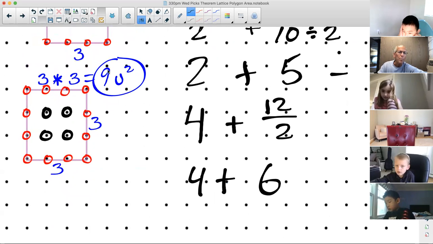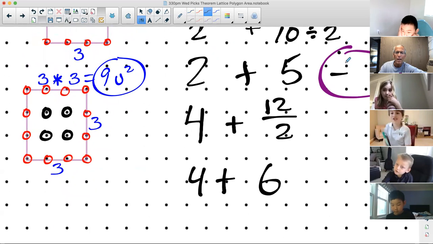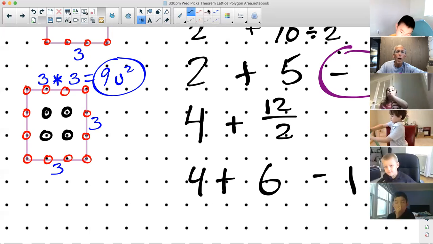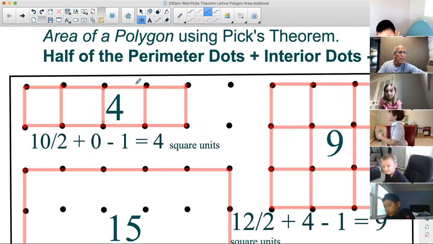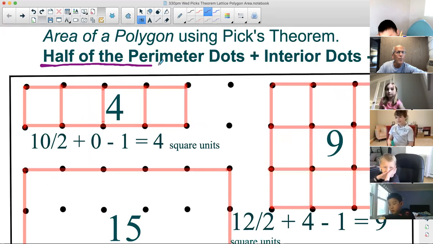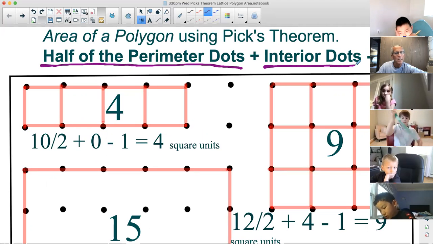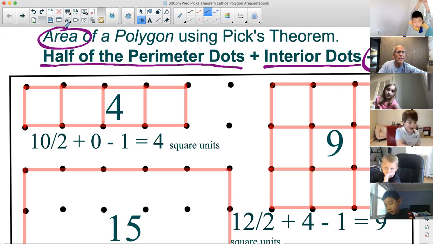Wait a minute. But I thought there's an area of 9. So what do we have to do again? Subtract 1. We have to subtract 1. So guess what? Mr. Pick's theorem is if we take half of the perimeter dots plus the interior dots minus 1, we will always get the area of our polygons.